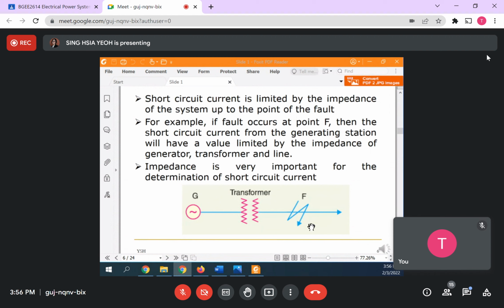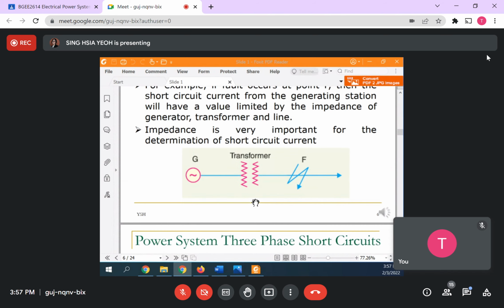So if your fault is here, you need to calculate the generator and transformer impedance. If a fault occurs at point F, then the short circuit current from the generating side is limited by the impedance of the generator, transformer, and the line.